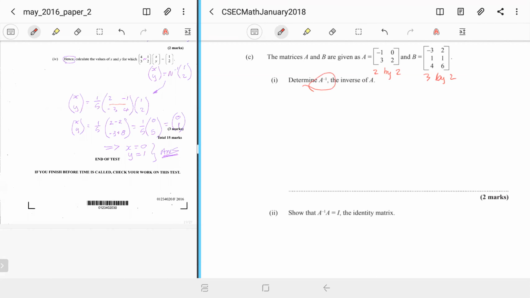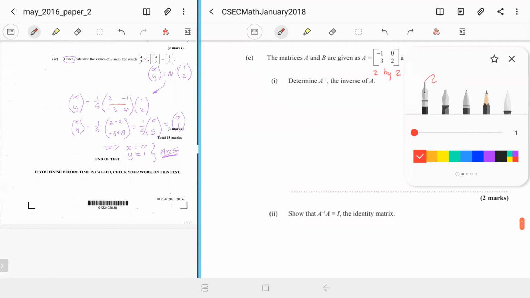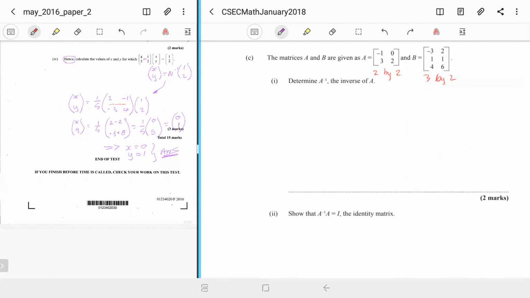First one, I want us to find the inverse of A. Easy, so: 1 over the determinant times the adjoint. Let's do it quick. A to the -1 equals 1 over the determinant. What is the determinant? This product minus this product. Simple. 2 times -1 is -2, and 3 times 0 is 0. Multiply by the adjoint. What's the adjoint?